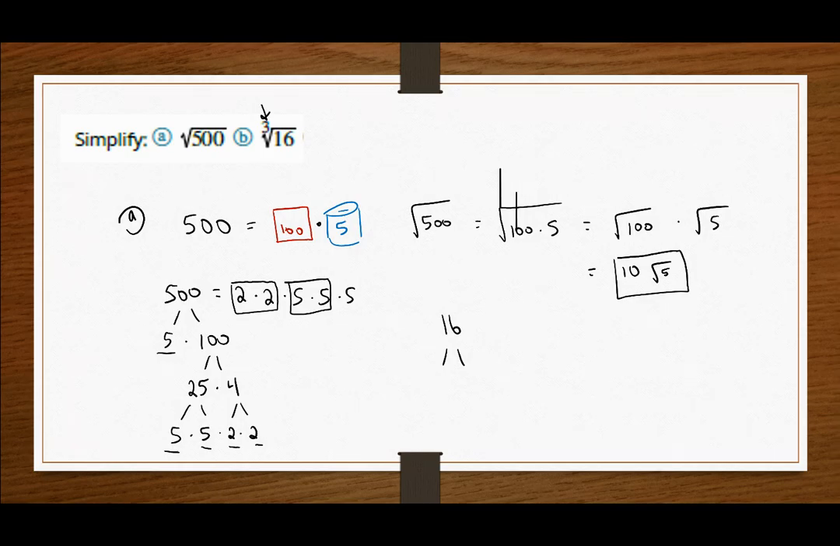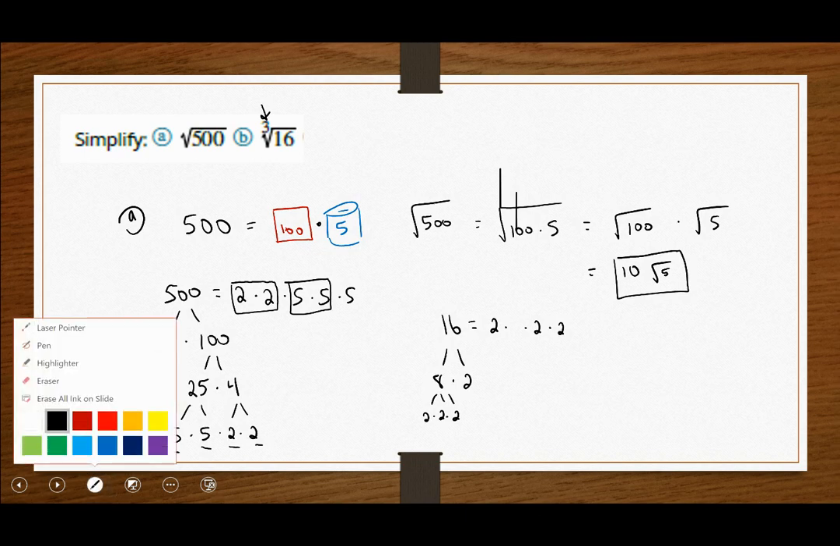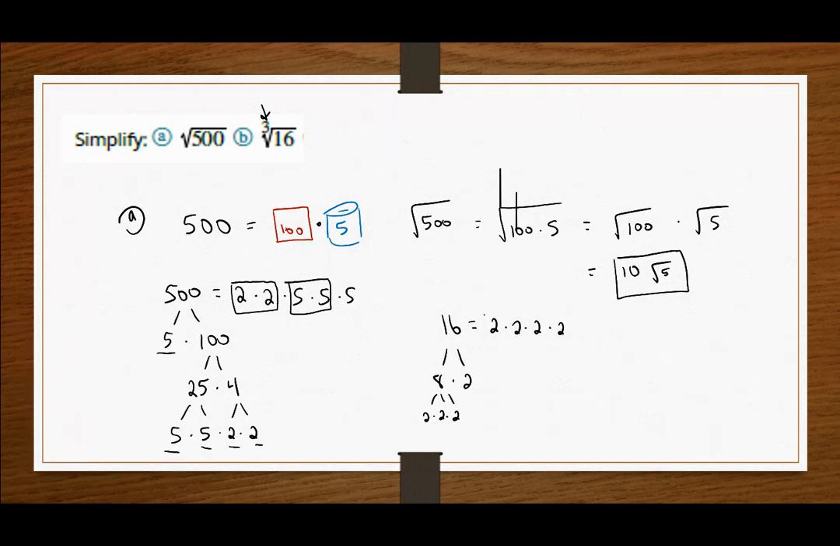Breaking it down again without knowing ahead of time what those factors are, I might say this is 8 times 2. And of course, 8 is just 2 times 2 times 2. So 16, as far as its prime factors go, is just 4 2's multiplied together. So 3 of these make up a perfect cube. So if I want to split this into my perfect cubes and my non-perfect cubes, we'll end up with 8 times 2 being split into their own radicals.